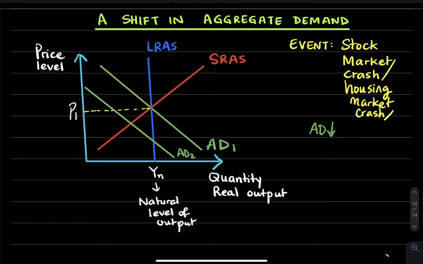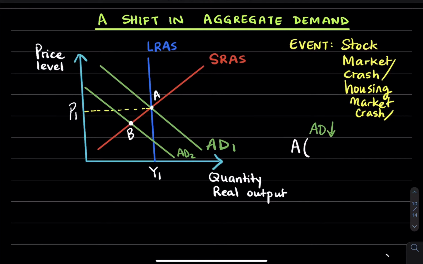Okay, so we were at P1 and I'm going to call this Y1. Let's say this was our initial equilibrium at point A. This is point A. Now what has happened is we've moved to a point B in the short run.